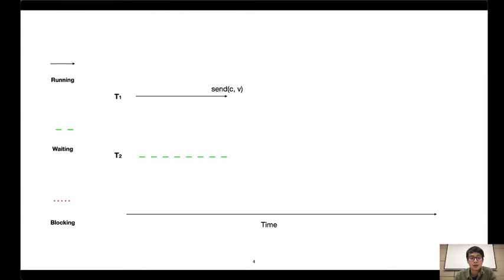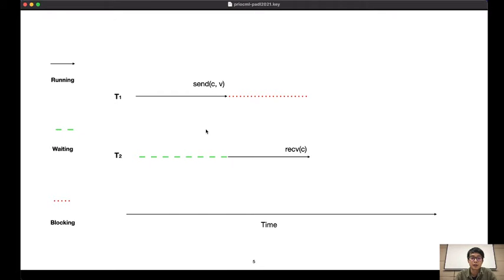At the beginning, T1 is up and running. It executes until it performs a send action. The send action will send the value V to channel C. After T1 performs the send action, it blocks. And once T1 blocks, T2 has a chance to run. As we can see, T1 is blocked and T2 runs.